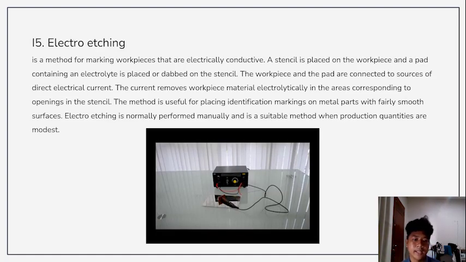Next is electro-etching. It's a method for marking workpieces that are electrically conductive. A stencil is placed on the workpiece and a pad containing an electrolyte is placed or dabbed on the stencil. The workpiece and the pad are connected to a source of direct electrical current. The current removes workpiece material electrolytically in the area corresponding to an opening in the stencil. The method is useful for placing identification markings on metal. Electro-etching is normally performed manually and is a suitable method when production quantities are modest.